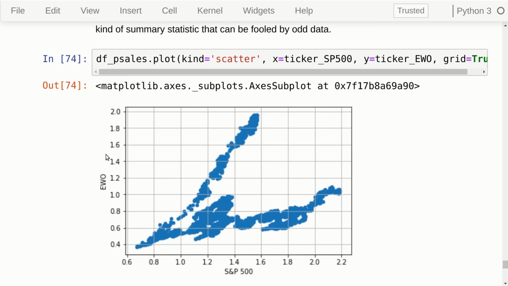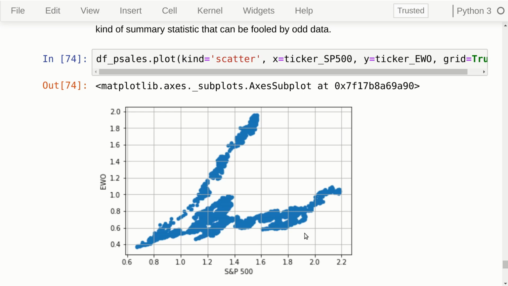So let's try and make a scatter plot here, which shows the price to sales ratio for the S&P 500 on the x-axis and the price to sales ratio for the Austrian index on the y-axis. And what we see here is that there are 2 trend lines, one here and one here. The overall correlation coefficient was about 0.2, but that is misleading because for different periods of time, these 2 indices have actually been highly correlated.